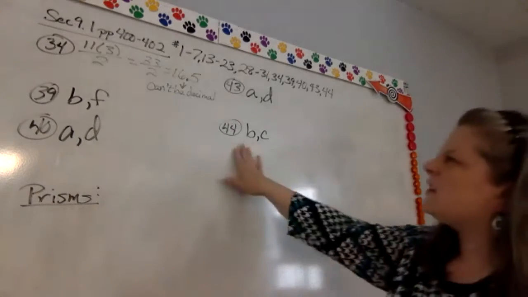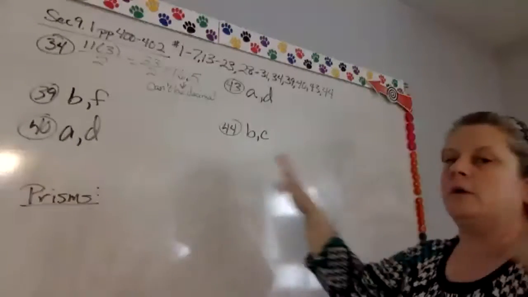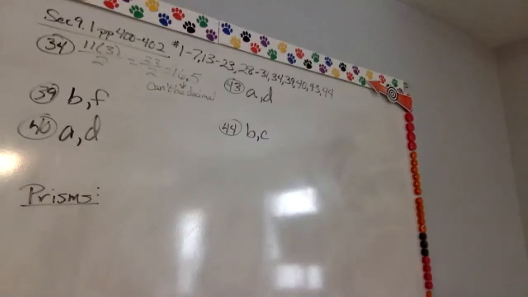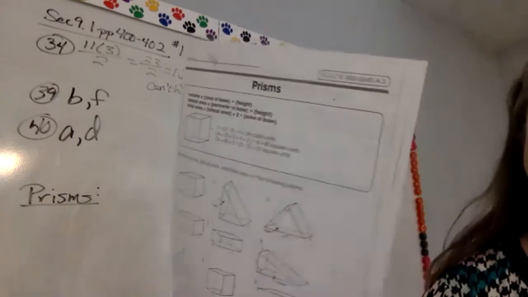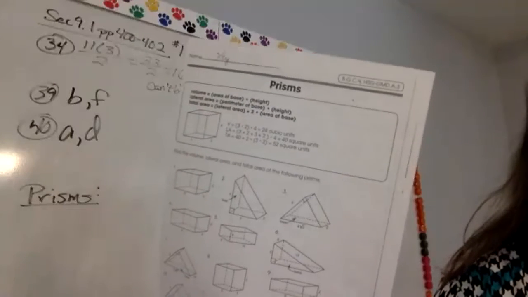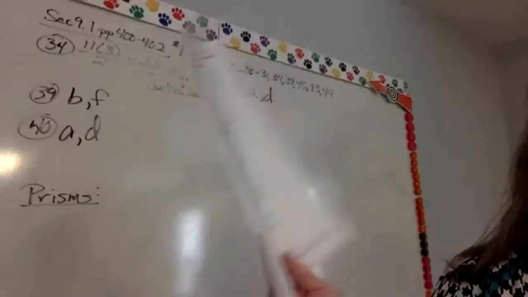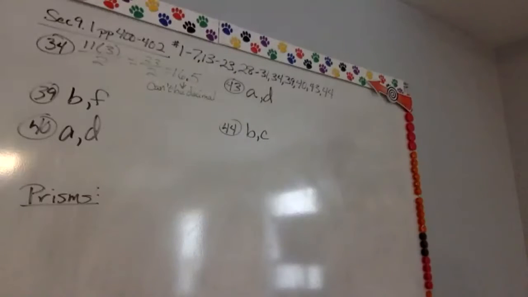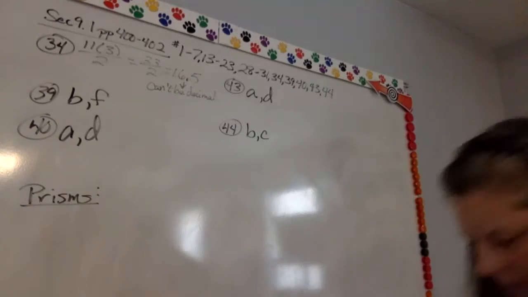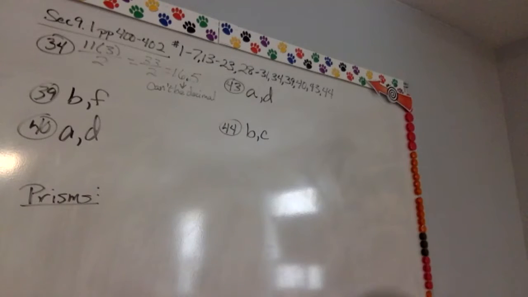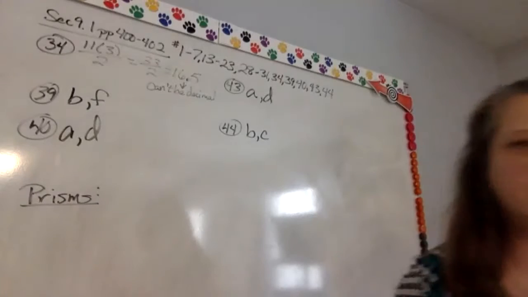So make sure you've got your answers down. That finished at 4:02. And then I told you we're going to be starting on this today. This should be in your orange folder. Prisms on the front, cylinders on the back. So find that worksheet and get it out. We're starting to talk about it. Okay. Everybody get that out.